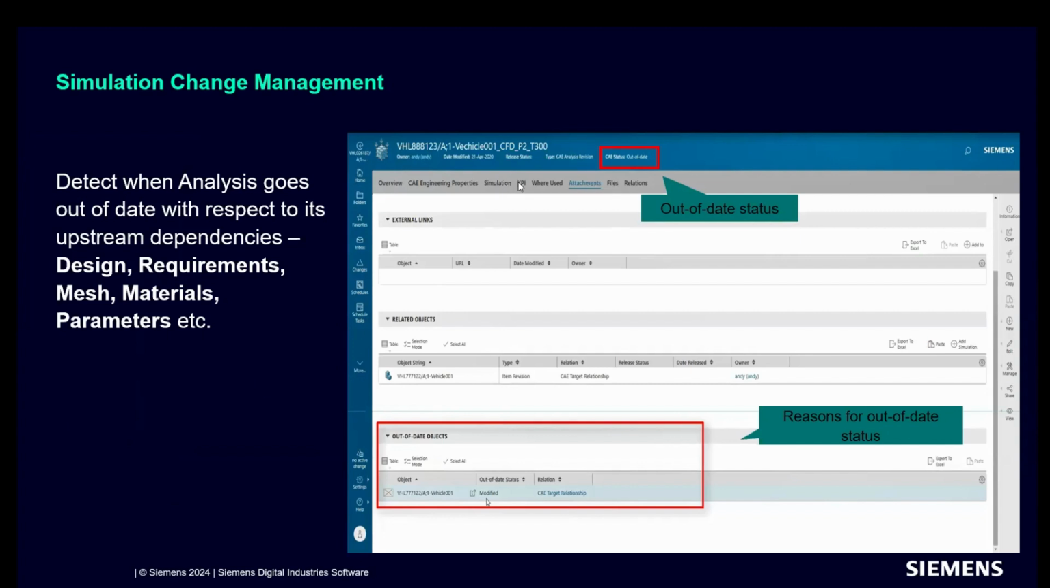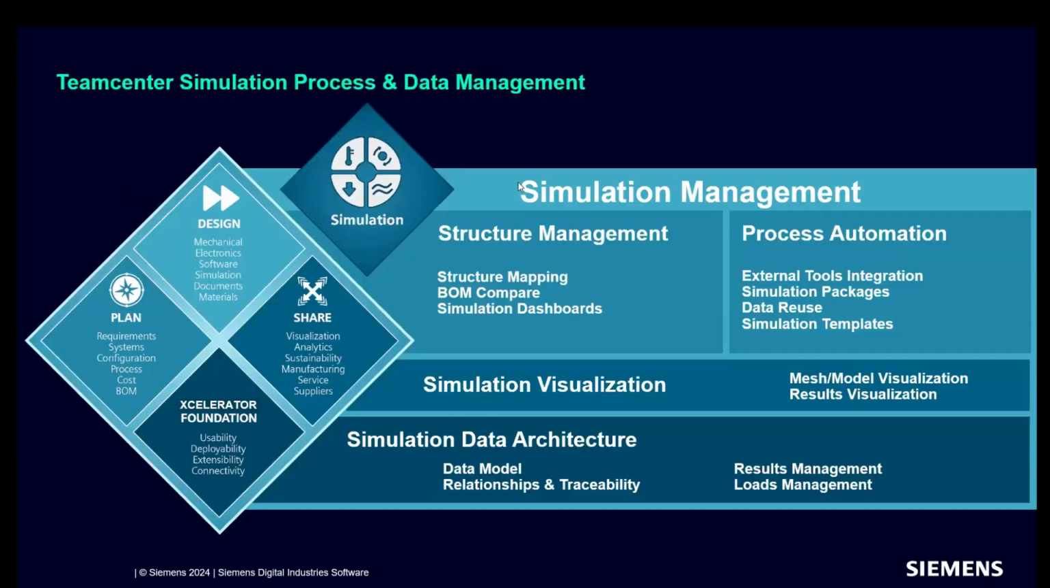identified or messaged when something goes out of date. So let's say that some piece of what you've used within your model all of a sudden has been changed. You need to know that. If there are upstream dependencies where the design changed, or the requirements changed, or the parameters changed, you're automatically notified what part is out of status and for what reason, so that you can go take the appropriate action.